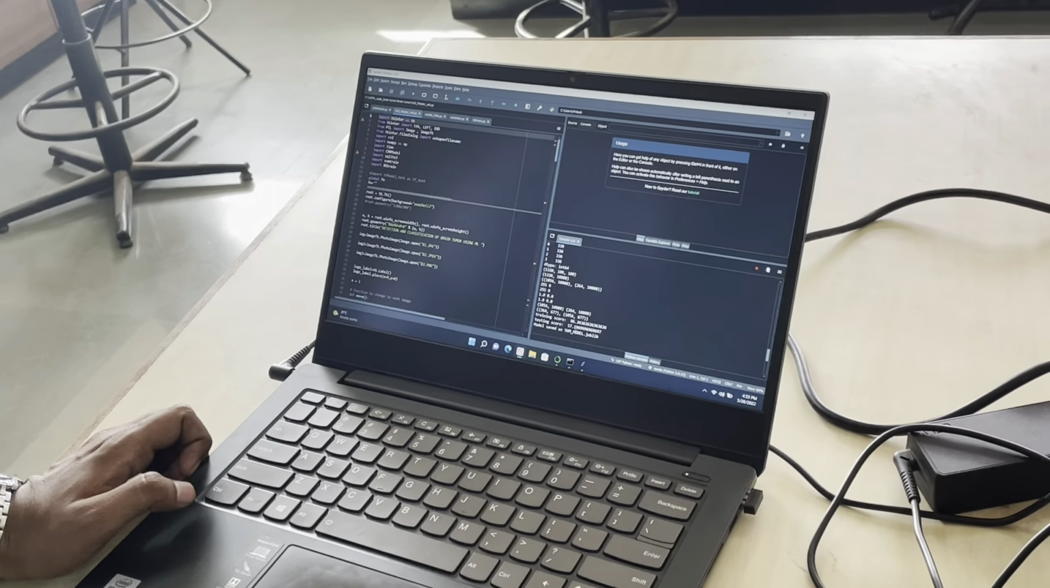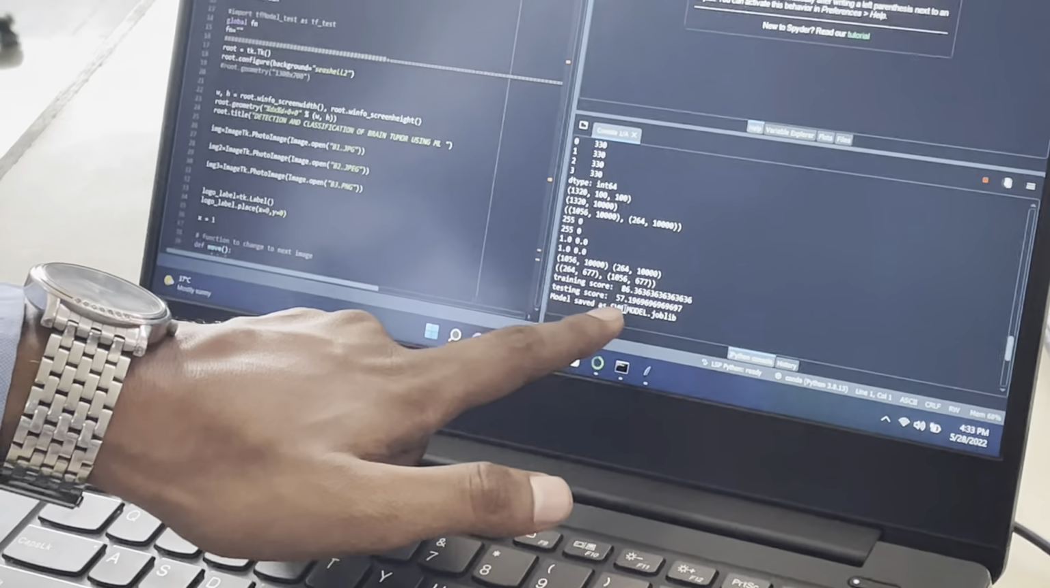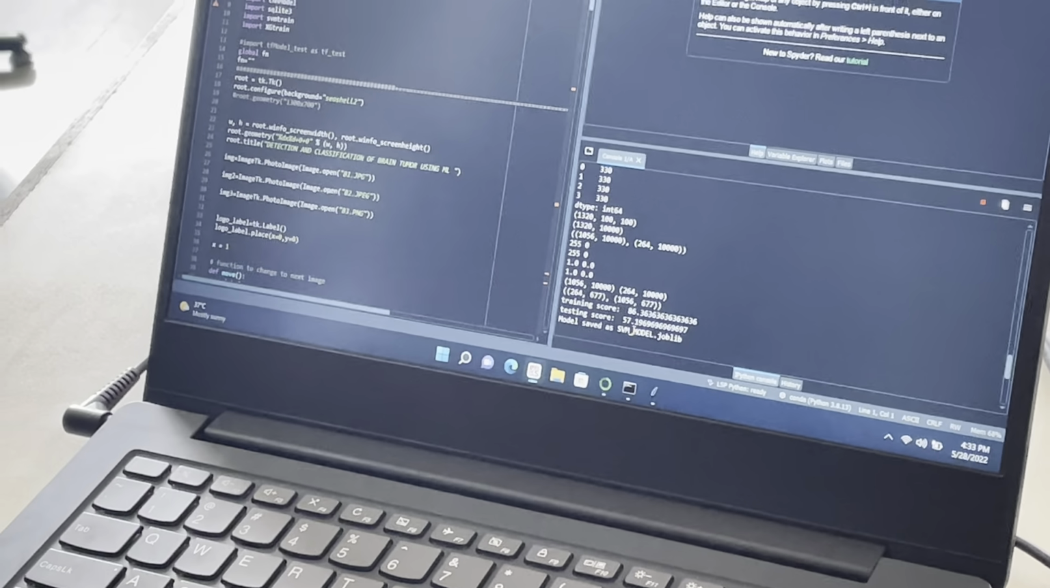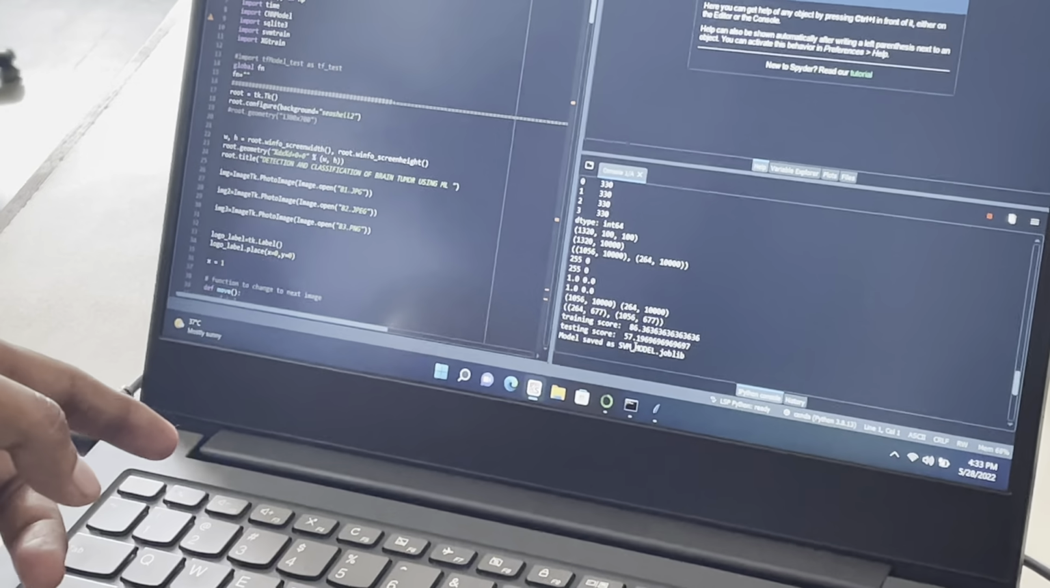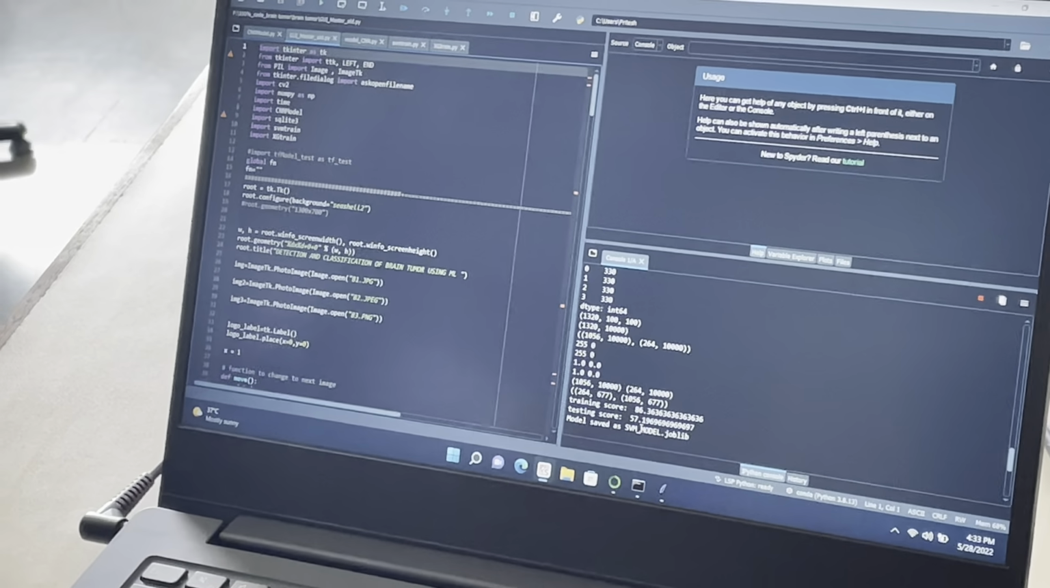We can see its results in the Spyder, in which we can see the training score and testing score of the SVM model. 86.36 is the training score, and the testing score is 57.196. Okay, now this is for the SVM model.